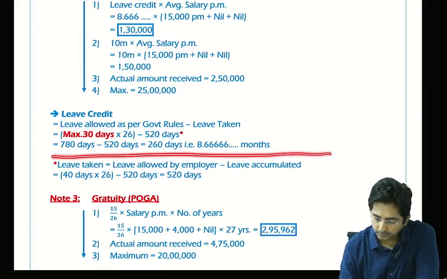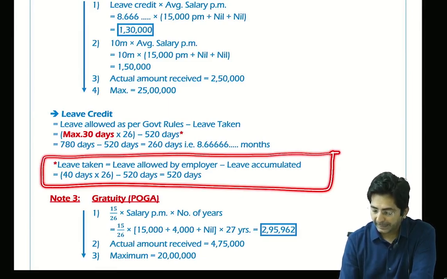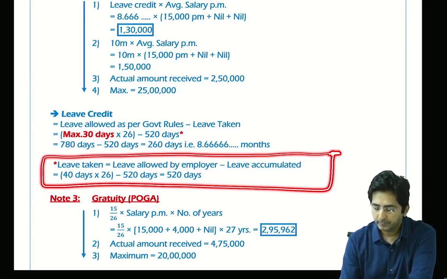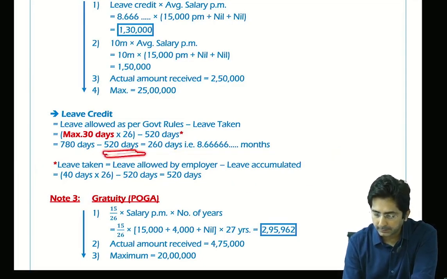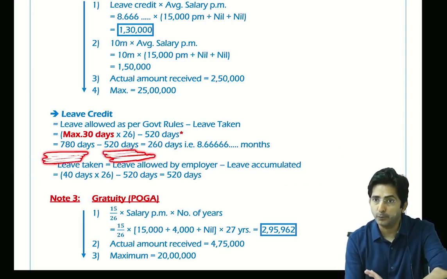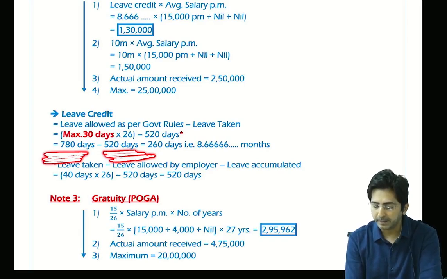Just see this portion, see what I have written. Leave taken is equal to leave allowed by the employer, means how much leave was allowed by the employer? 1040. And minus how much you accumulated. So the balance will be leave taken. And that leave taken will come here, and then minus it from leave allowed as per government rules, because for the main formula of leave credit, we go as per government rules. And then 780 days minus 520 days comes to 260 days.